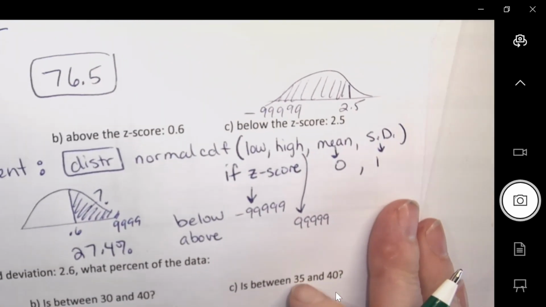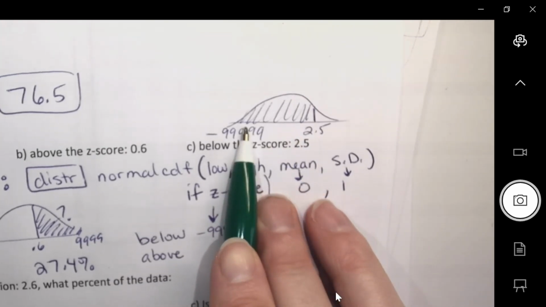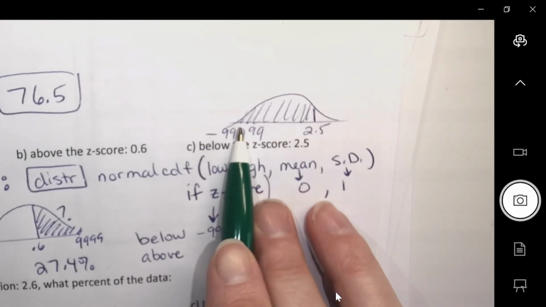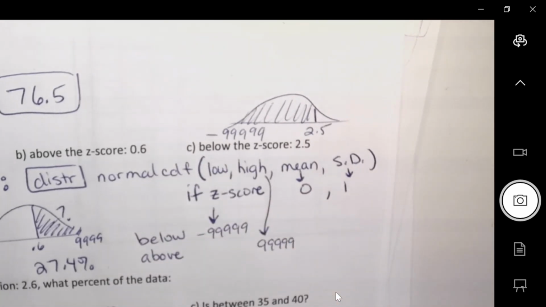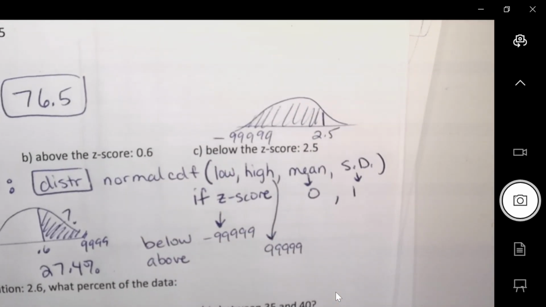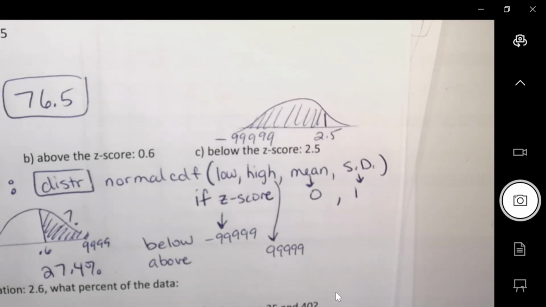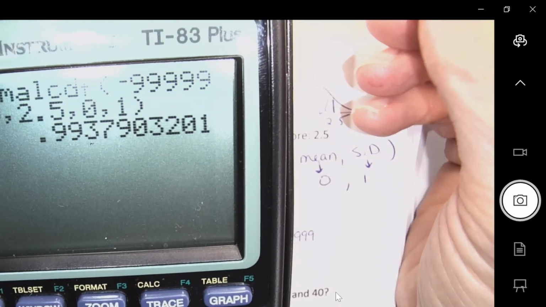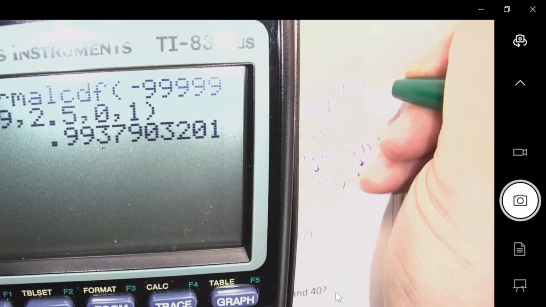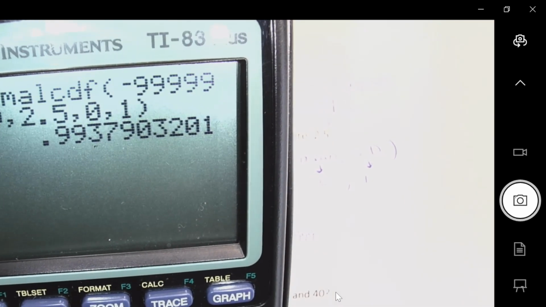Good? Okay, and the last one is below a 2.5. So this is going to be a large amount of the data. Should be below that. And then we'll use the negative 9999 for the below. So 99.4% of the data. I knew it was going to be big. Most of the data would fit in there. 99.4.